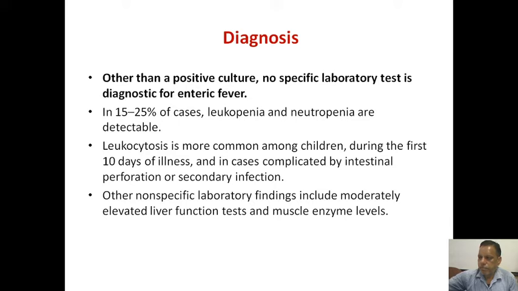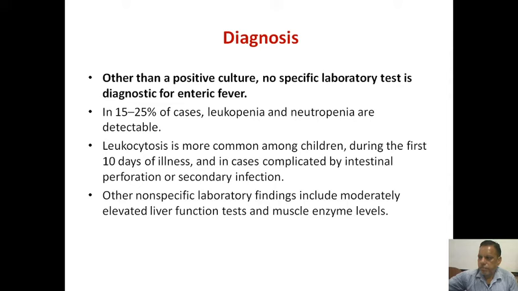It might be seen in the first 7 to 10 days, and in conditions where it is complicated by intestinal perforation or secondary infection, we typically see leukocytosis. As I said, when a patient has intestinal perforation, the picture changes. We discussed the patient from relative bradycardia may move to frank tachycardia. The patient who was not that sick becomes more sick. The patient might have typical features of shock, and biochemically might also move from leukopenia, that is decreased WBC count, to leukocytosis, that is increased WBC count.